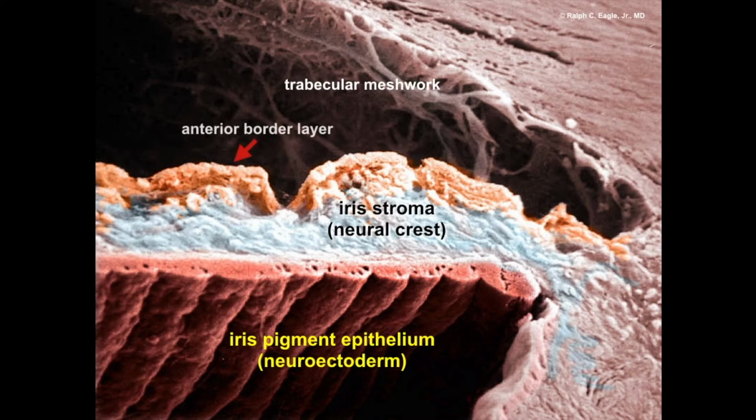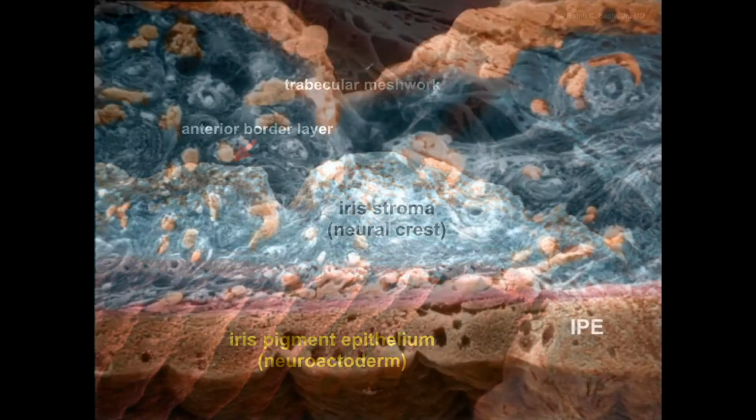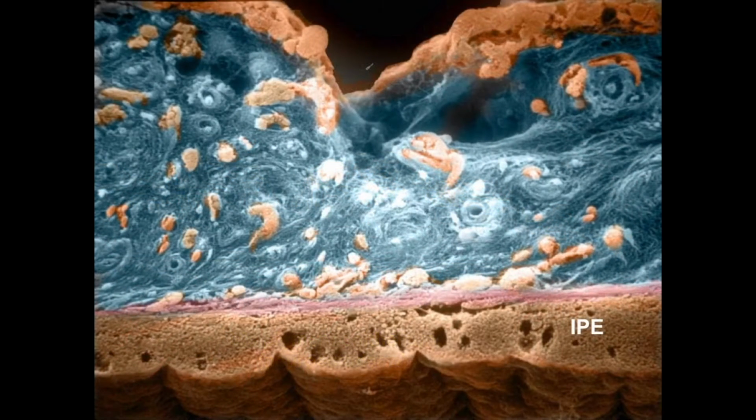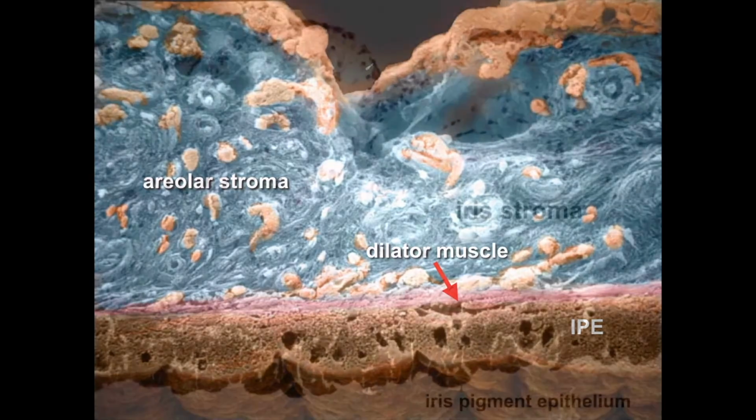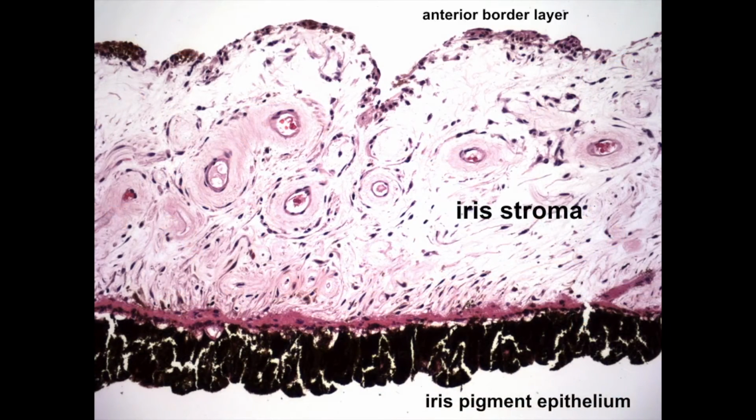Melanocytes and pigment are concentrated in the anterior border layer of the iris stroma. The pigmented melanocytes and the pigment epithelium are colored brown in this micrograph. The deeper stroma is less cellular and is composed of areolar connective tissue and characteristic thick-walled vessels. The pink band on the anterior surface of the iris pigment epithelium is the dilator muscle. Pigment is largely confined to the anterior border layer of this lightly pigmented iris.